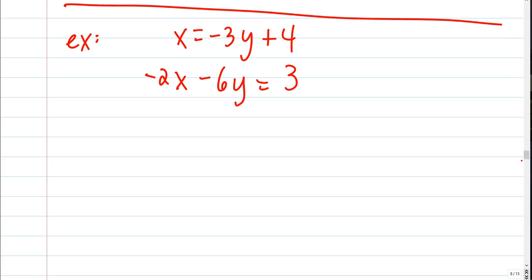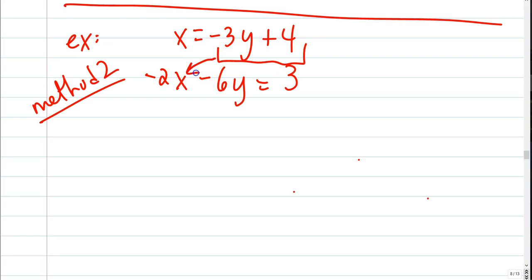Next one. What method is this set up for? Well, I've got x equals. That is method 2. It amazes me to see how people mess around to try to just only stick with method 3. But look, I already have x equals. So I'm going to substitute that. That's method 2. That's substitution.